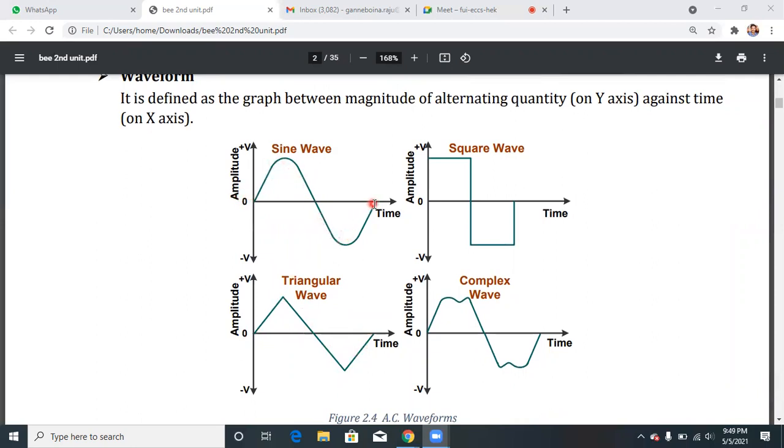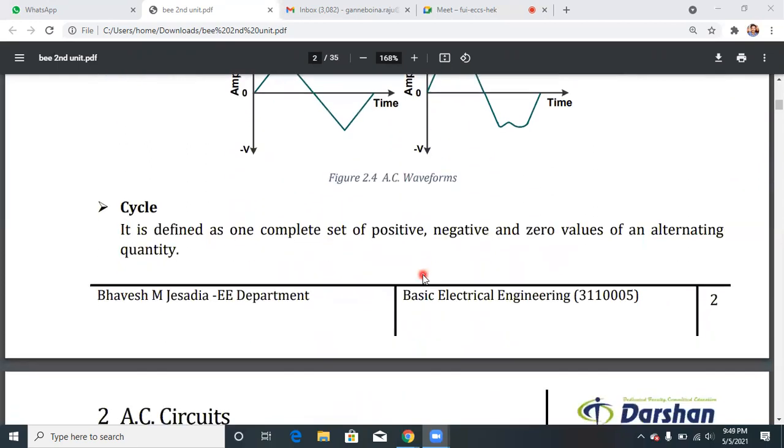For example, here is time t1. So 0 to t1 is called the time period of the cycle. We have indicated it here as t1. This is called the time period, the time period of the cycle. Okay, that is called a cycle.